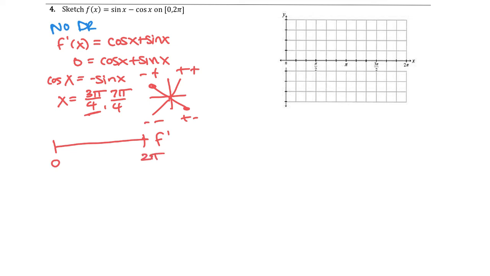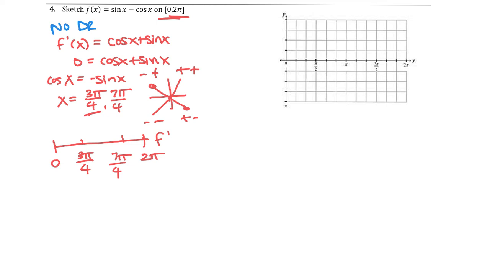We know that we're going from 0 to 2 pi, so I'm going to make sure to put those on my number line, because otherwise I kind of forget that I'm supposed to stop and I talk about things going to infinity when we're specifically told that things aren't going to infinity on this problem.